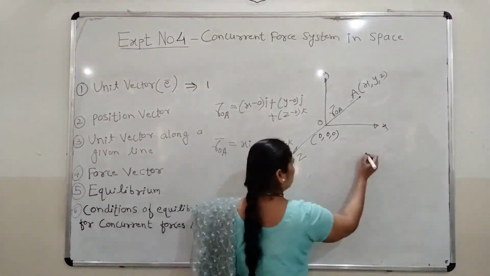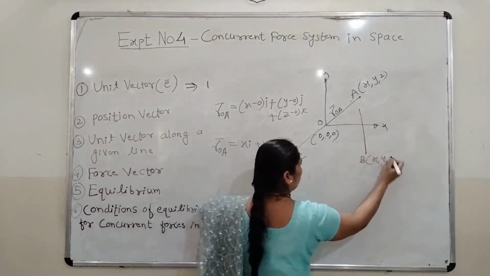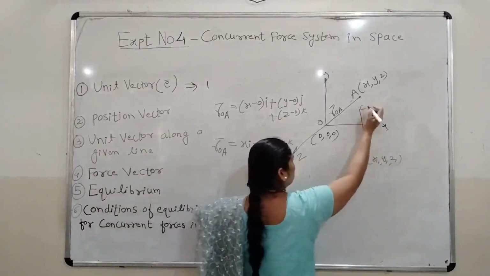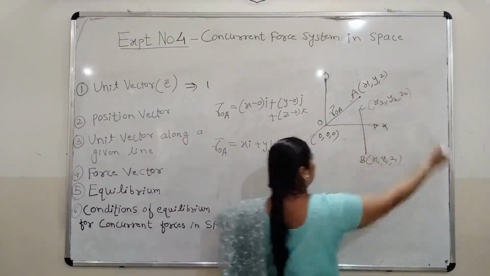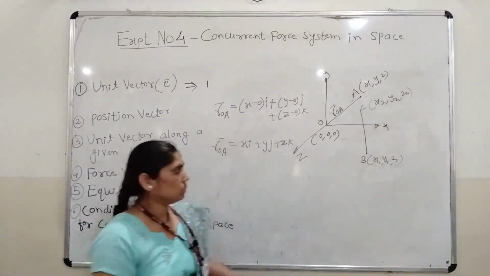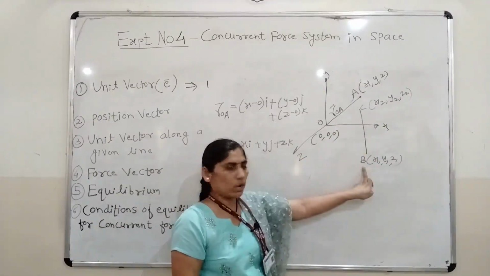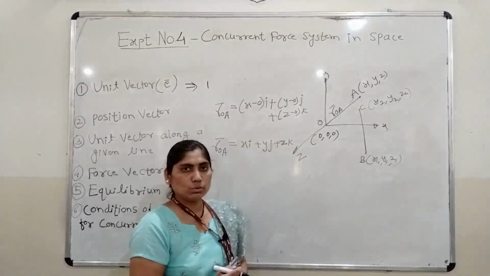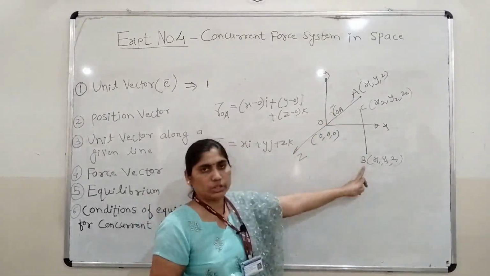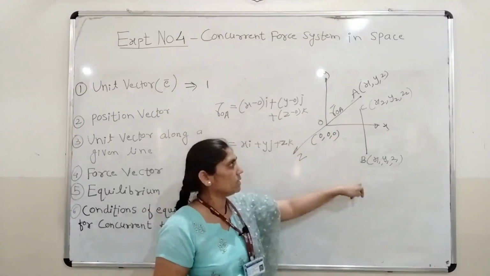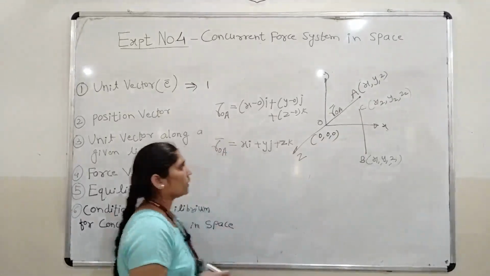Now let us say this is the point B having the coordinate x1, y1, z1. This is the point C having the coordinate x2, y2, z2. Now we are to find out the position vector of C with respect to point B. So what we have to do? Coordinate of C minus coordinate of B, that is x2 minus x1, y2 minus y1, z2 minus z1. Okay.